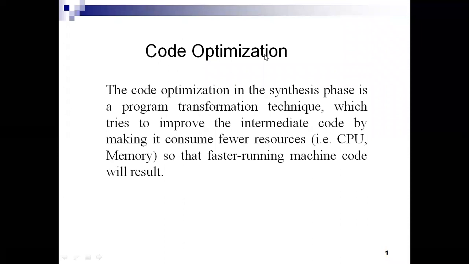Here we have the definition of code optimization in the slide itself. It is a program transformation technique which tries to improve the intermediate code by making it consume fewer resources, so that faster running machine code will result. By doing optimization, we get faster running machine code. For example, we have CPU and memory as examples. Considering those two, I have defined what code optimization is.